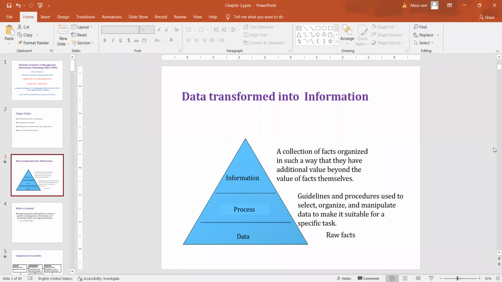A collection of facts organized in such a way that they have additional value beyond the value of the facts themselves. I mean, if the data is processed and systematically organized, it has some sort of meaning, some sort of value. So it is called information. From the raw data to the processed data, it has some value, some meaning.